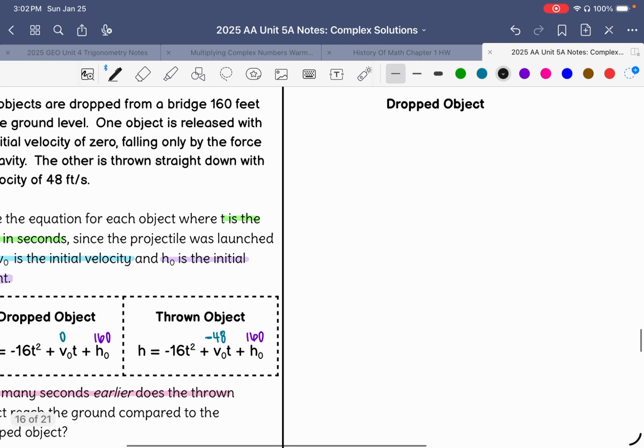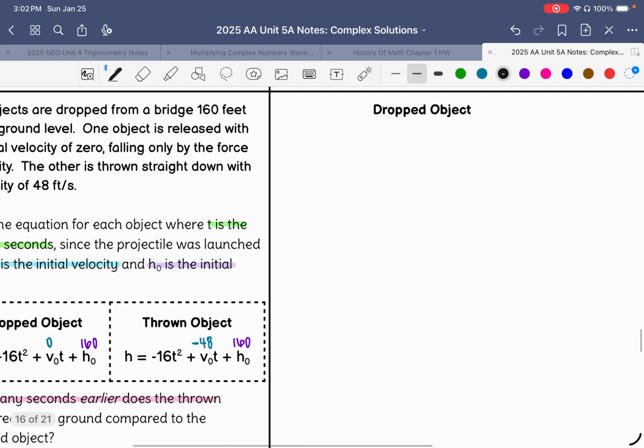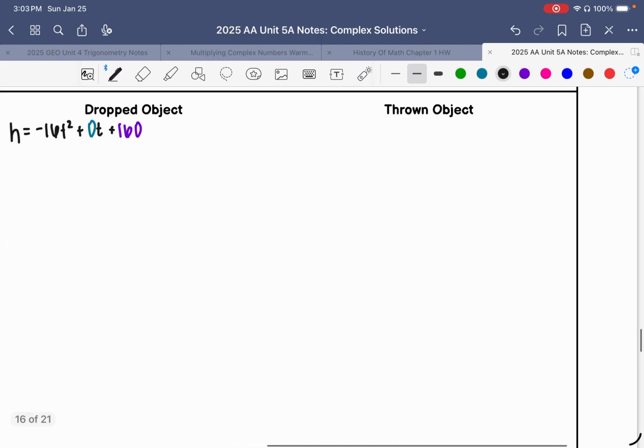So when I put all these pieces together, the equation for my dropped object looks like the height is equal to negative 16t squared plus 0t plus 160. And then the height for the thrown object is negative 16t squared plus negative 48t plus that initial height, 160.